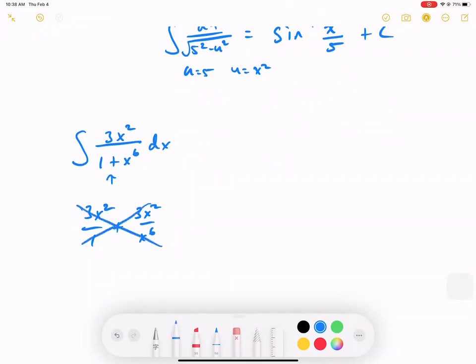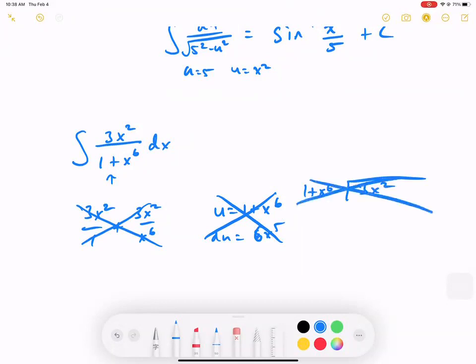Could I make u equal to 1 plus x to the 6? Sure, try it. The derivative of this is 6x to the 5th, which does nothing for my 3x squared. Oh, shoot. All right, so you're a fail too. I tried all my easy rules. You guys tried long division? We can do long division: 1 plus x to the 6 into 3x squared. That doesn't go into it. This is trash also. So I guess it has to be inverse. So let's give it a shot.